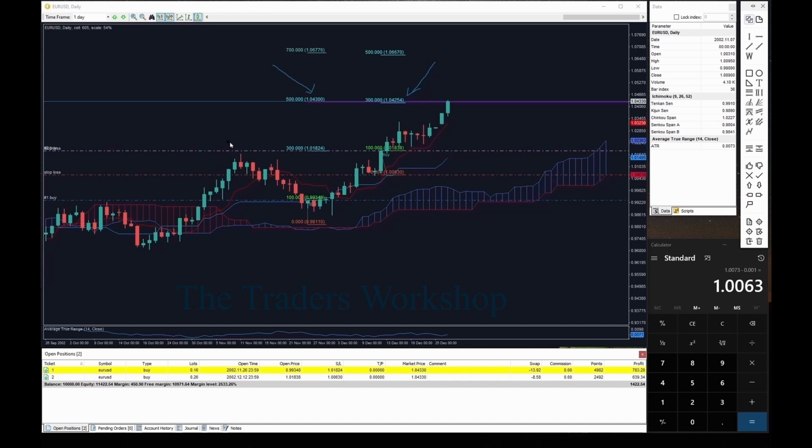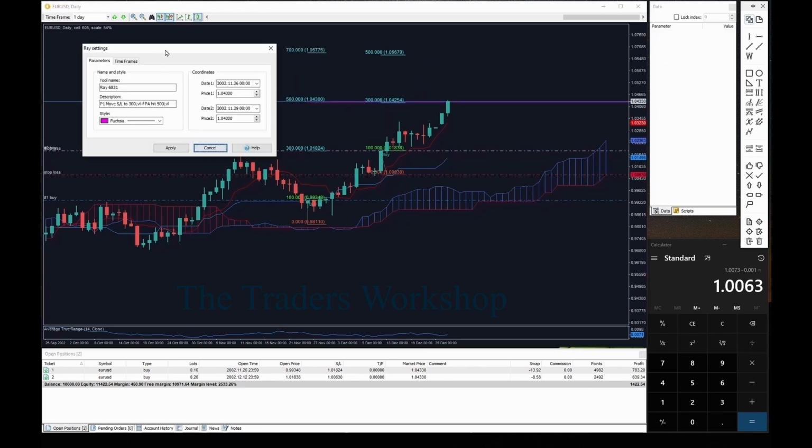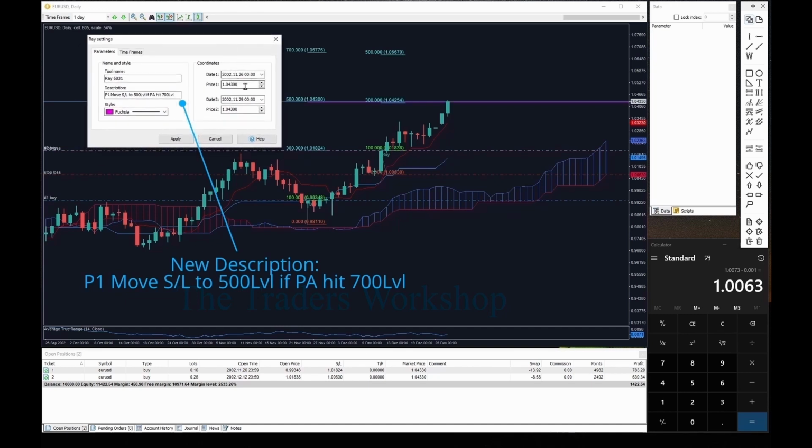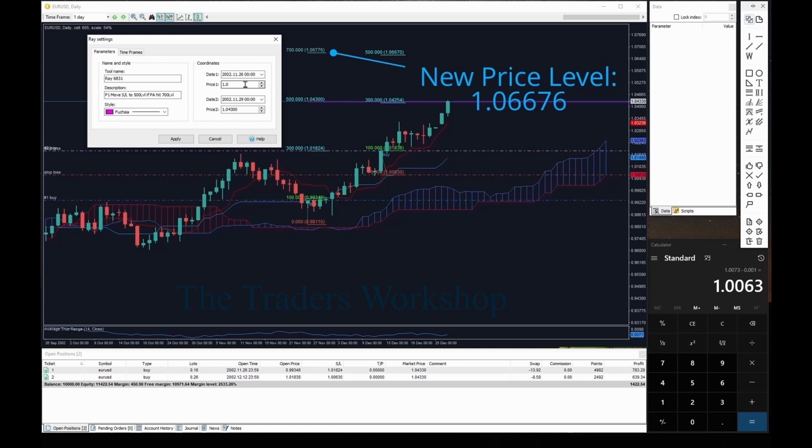Next, let's update the new profit-taking scenario for the first position. If the market continues the trend, and hits the level 700, we will move our stops to level 500. Then, let's update the description and the price level of the ray line. The new description should go like this: move the stop loss to level 500 if the price action hit the level 700. And the new price level should be as indicated above, level 700 at 1.06776.